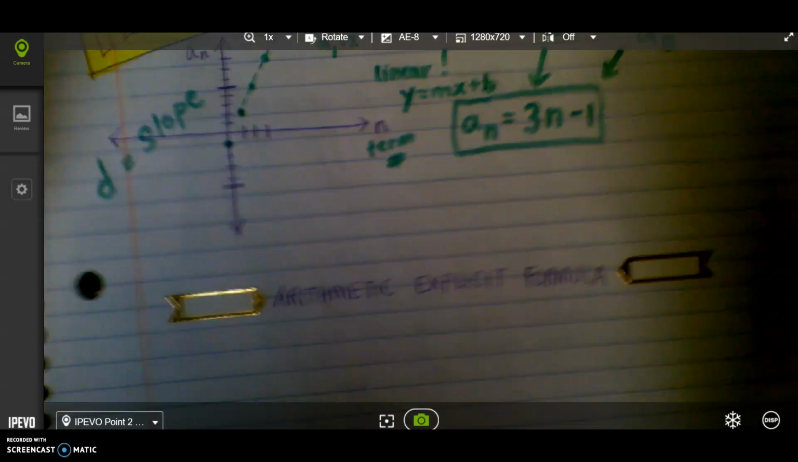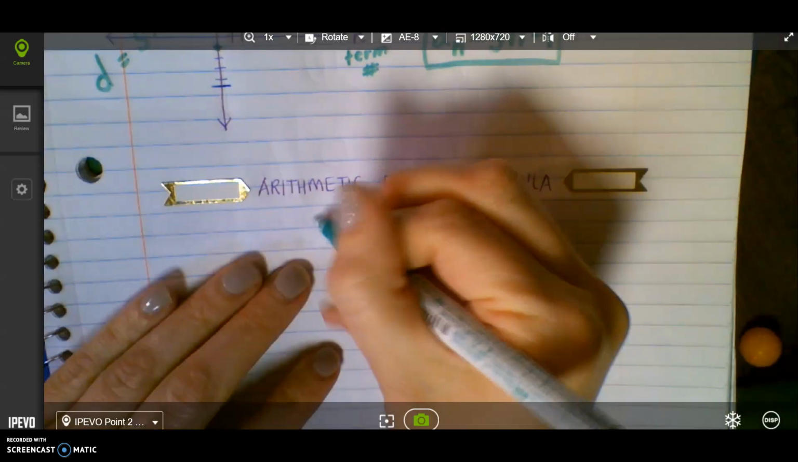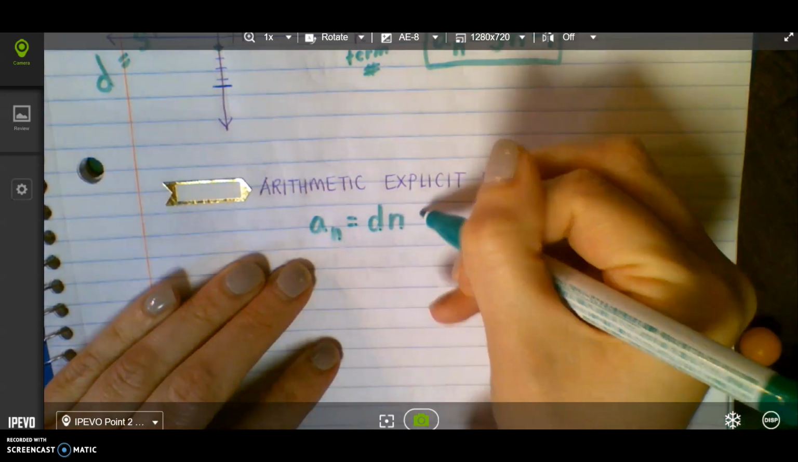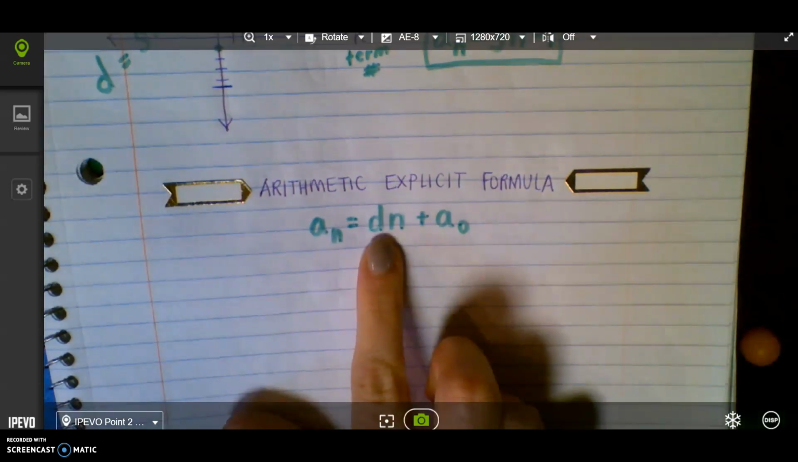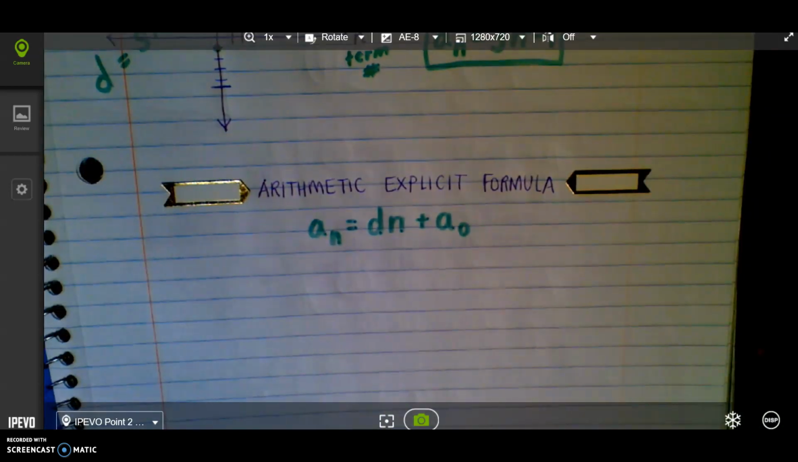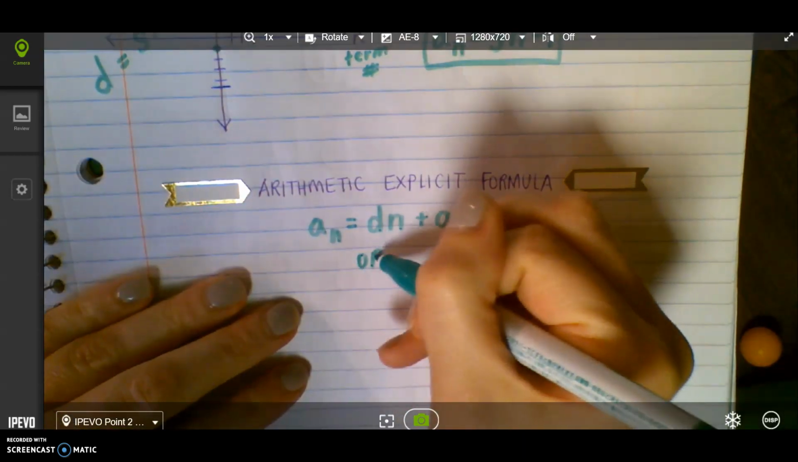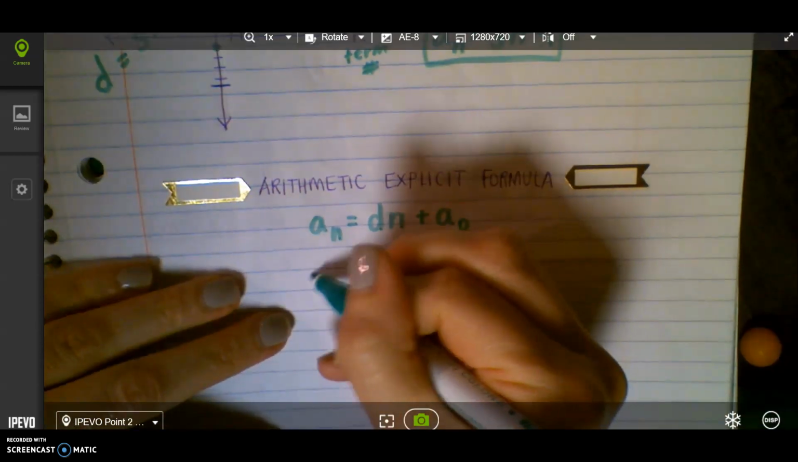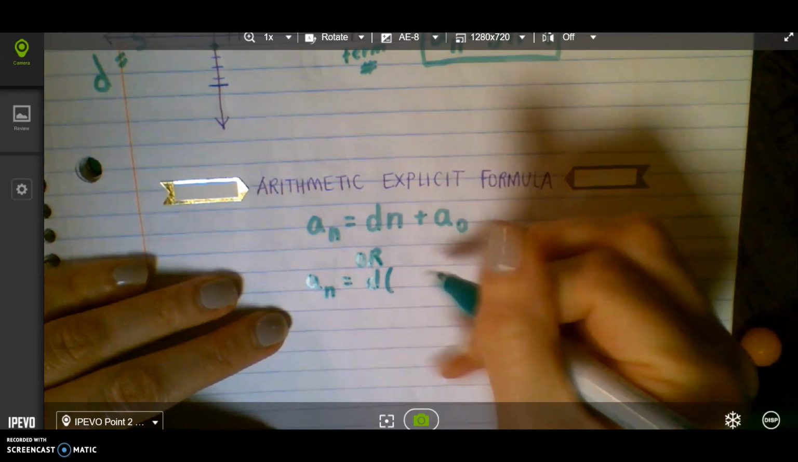So let's write our arithmetic explicit formula that we're going to use in the next 3 examples. The arithmetic explicit formula with no numbers in it would be a sub n equals the common difference times n plus a sub 0. And we can be thinking of y equals mx plus b. Now, what if I didn't have the 0 term? There are different forms of this arithmetic explicit formula that I think will make it easier for the other examples.